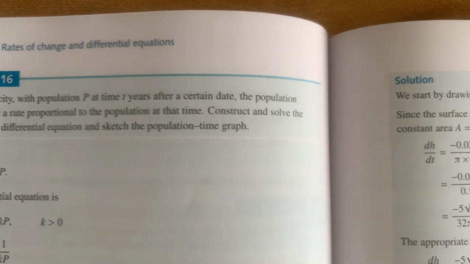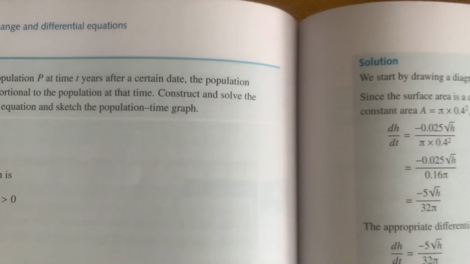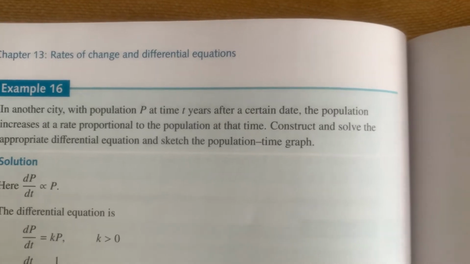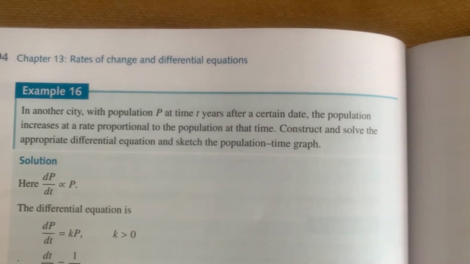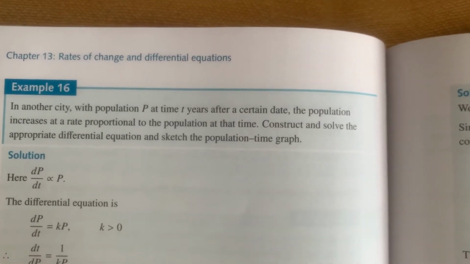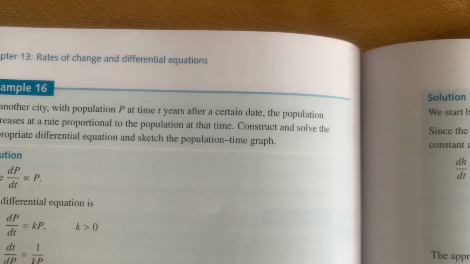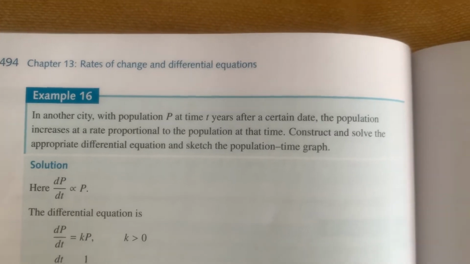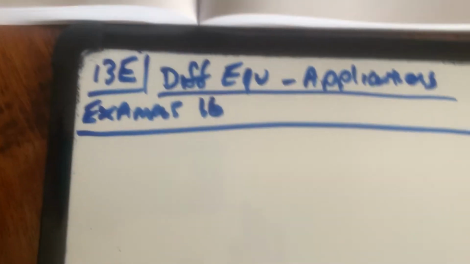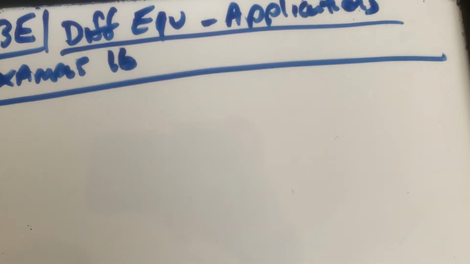We're doing example 16, which you can see there: in another city with the population P at time T years after a certain date, the population increases at a rate proportional to the population at that time. Construct and solve the appropriate differential equations and sketch the population graph. I couldn't write all that on my whiteboard, it wouldn't have fit.